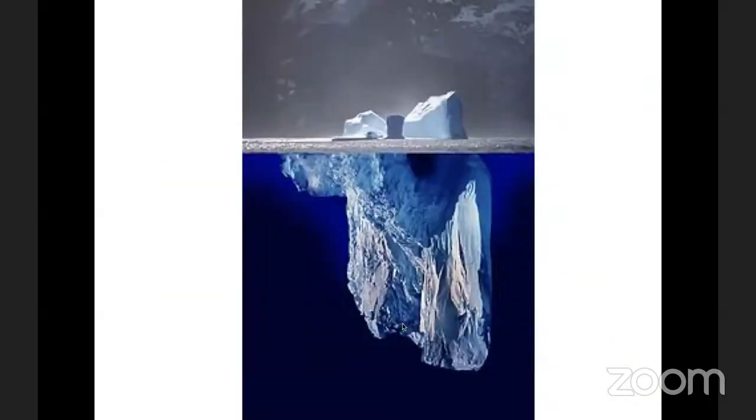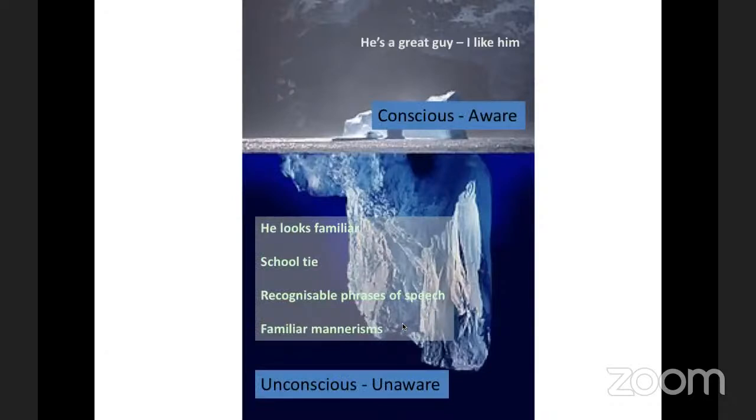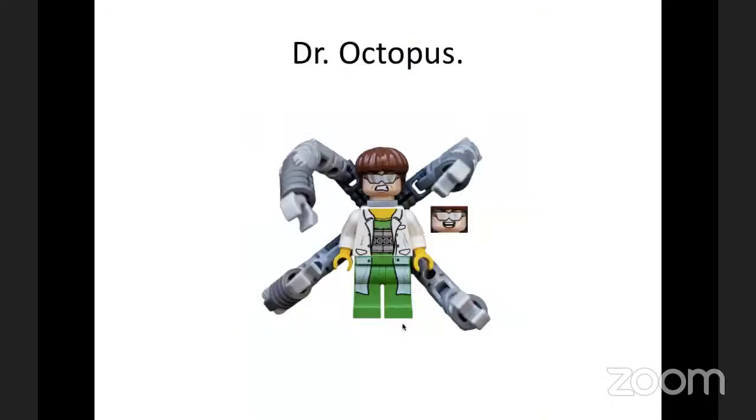When we talk about our biases, you talk about an iceberg, and I always give this example: what is this? It's the conscious, aware part and the unconscious, unaware part. If you look at the person who comes in front of you as a candidate, you might find this person, a guy or a girl, a great person because they have something very familiar, let's say a school tie they're wearing which you recognize. A phrase, let's say in Jammu, somebody is speaking some language and you suddenly pick up that he's from this place, and familiar mannerisms which help you zero in and identify with this candidate more. I take an example of Dr. Octopus. Can everybody hear me there?